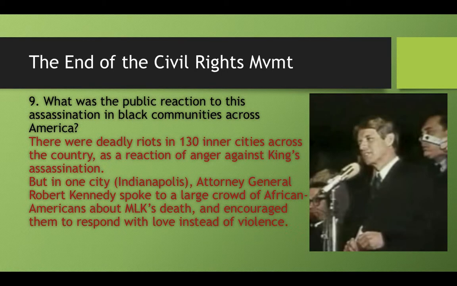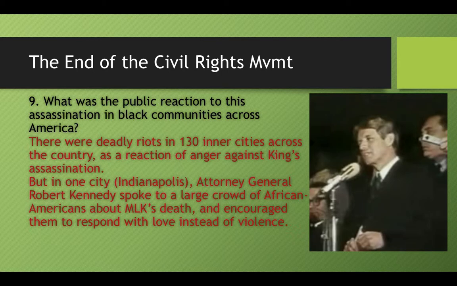But one city, Indianapolis, did not have any rioting, did not have any violence in black communities that night. That was the only major city in all the country that did not have any riots, any violence or things like that on this night that Martin Luther King was assassinated.